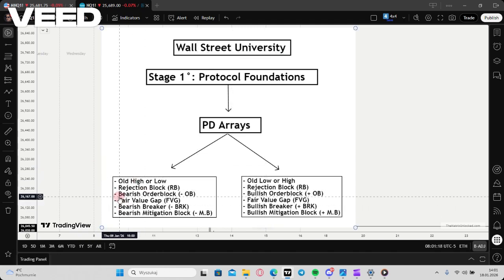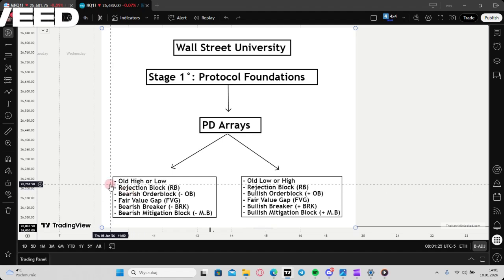Bearish rejection block. I made a full video about rejection blocks, so if you want to dive in, go find this video. I was talking about 3 rejection blocks in heavy detail: bearish order block, fair value gaps, breaker, and the mitigation block.